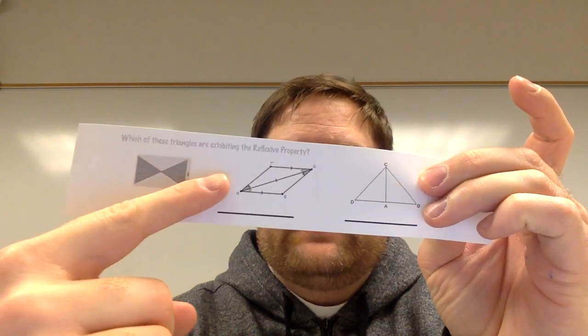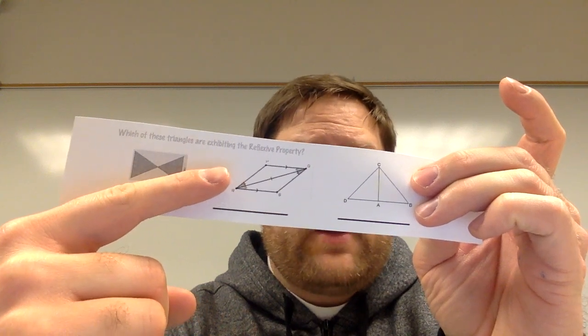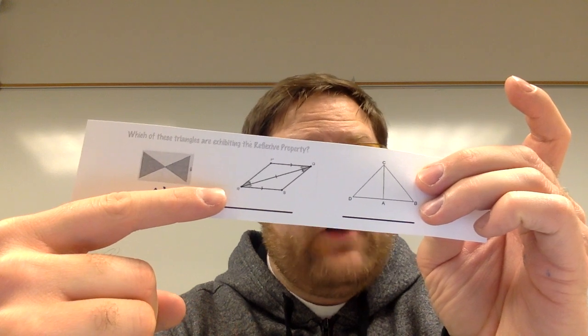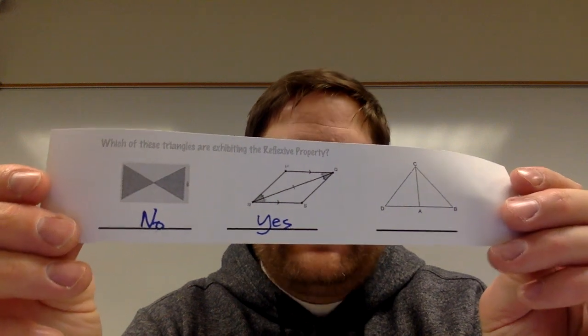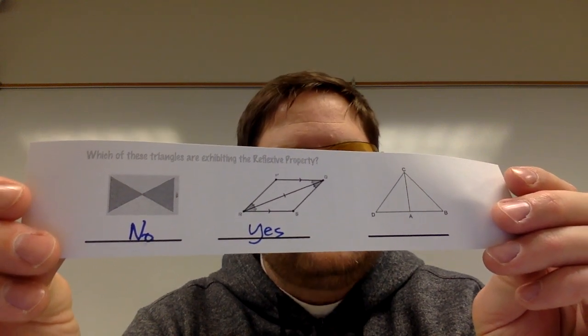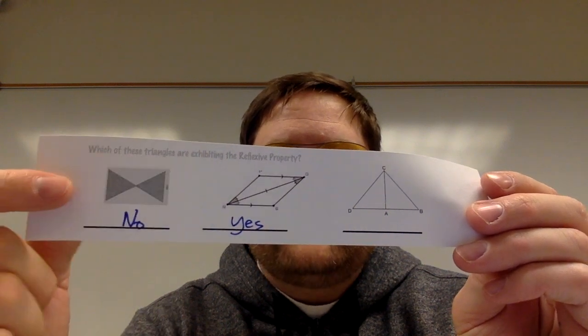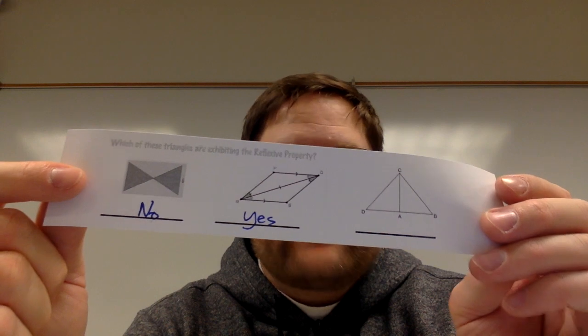Now take a look at these two in the middle. If you think they share a side and demonstrate the reflexive property, why don't you go ahead and write the word yes here? If you don't think they share a side, write no. Congratulations if you wrote the word yes, because in fact they do share the same side, which means this side of the triangle in the middle is congruent for both triangles, same length.